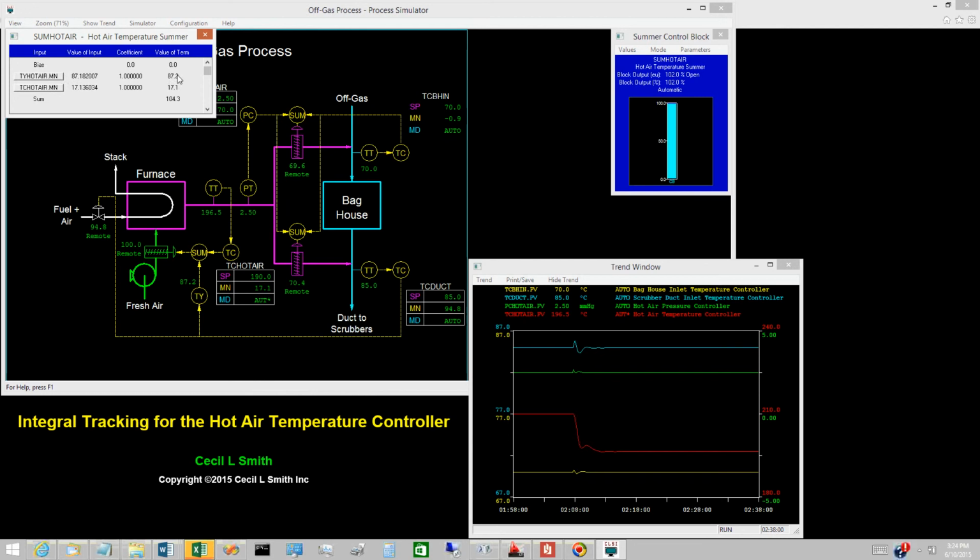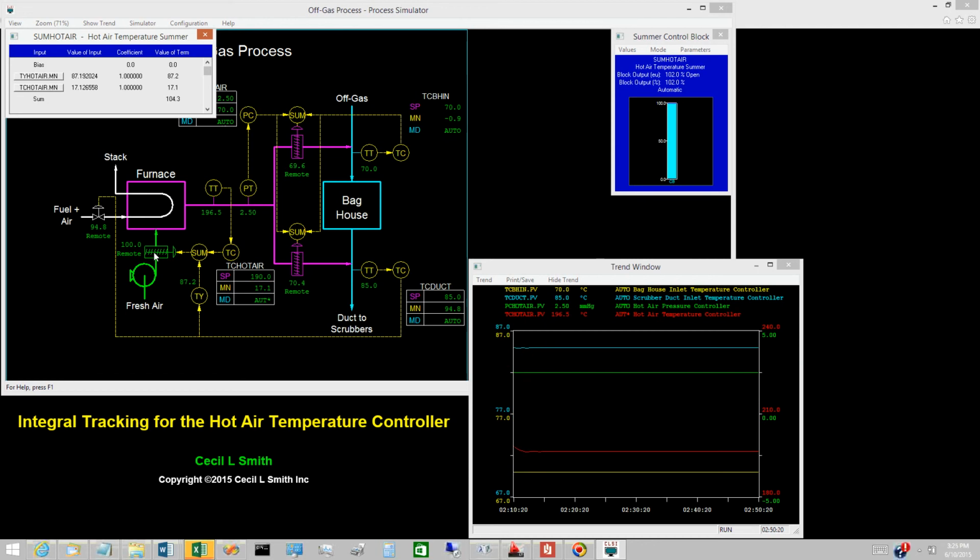Adding 87.2% and 17.1% gives an opening of 104.3% for the fresh air damper. This exceeds the fully open value of 100%. This is the desired behavior for integral tracking. The hot air temperature is above its set point, so the desire is for the fresh air damper to be driven fully open and remain fully open.